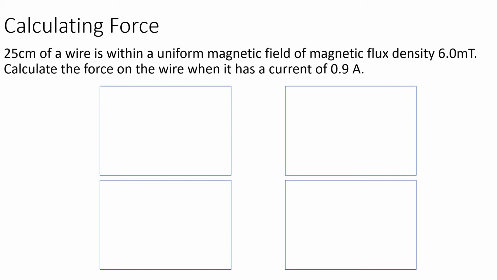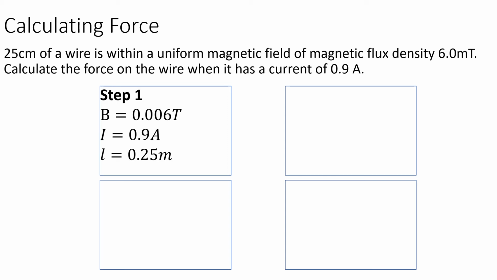Now we have 25 centimeters of wire within a uniform magnetic field of magnetic flux density 6 milliteslas. Calculate the force on the wire when it has a current of 0.9 amps. Step 1, write down what you know in scientific units. Step 2, write down your equation. Step 3, substitute in the numbers. And step 4, write your answer with correct units. Copy down step 1 and complete steps 2 to 4.